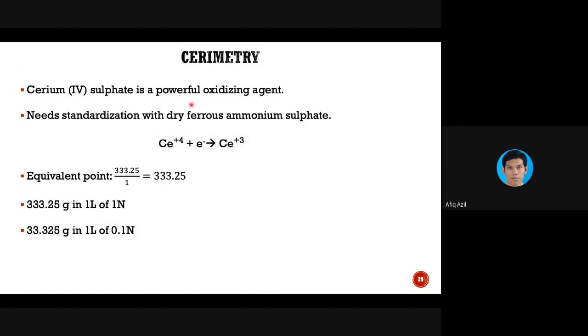Then on to the last type of redox titration, which is cerimetry. This one involves using cerium sulfate. If you see cerium in bracket 4 sulfate, that means the oxidation number for this metal cerium is 4 plus. They will always use Roman numbers.